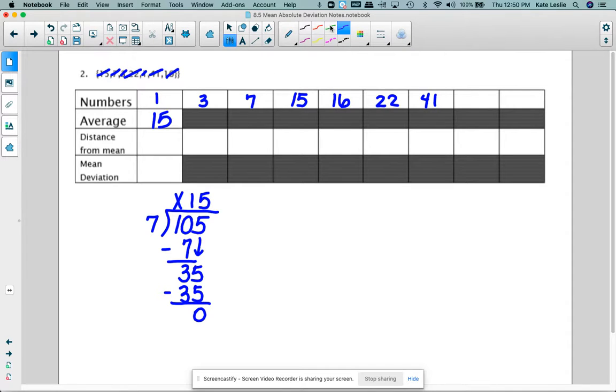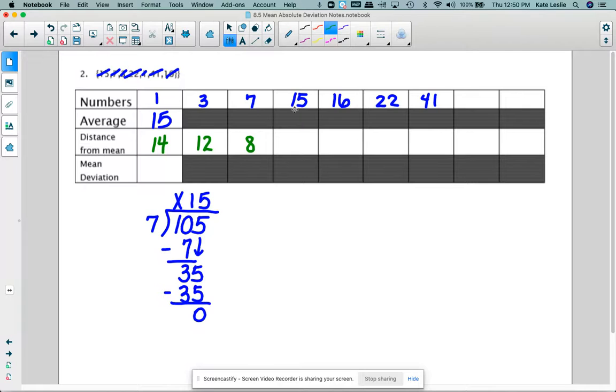Okay, this is that next step where we're creating a new data set. So what I'm going to do is subtract each one of these numbers from 15. So 15 minus 1 is 14. Does everyone see how I got my new number? 15 minus 3 is 12. 15 minus 7 is 8.